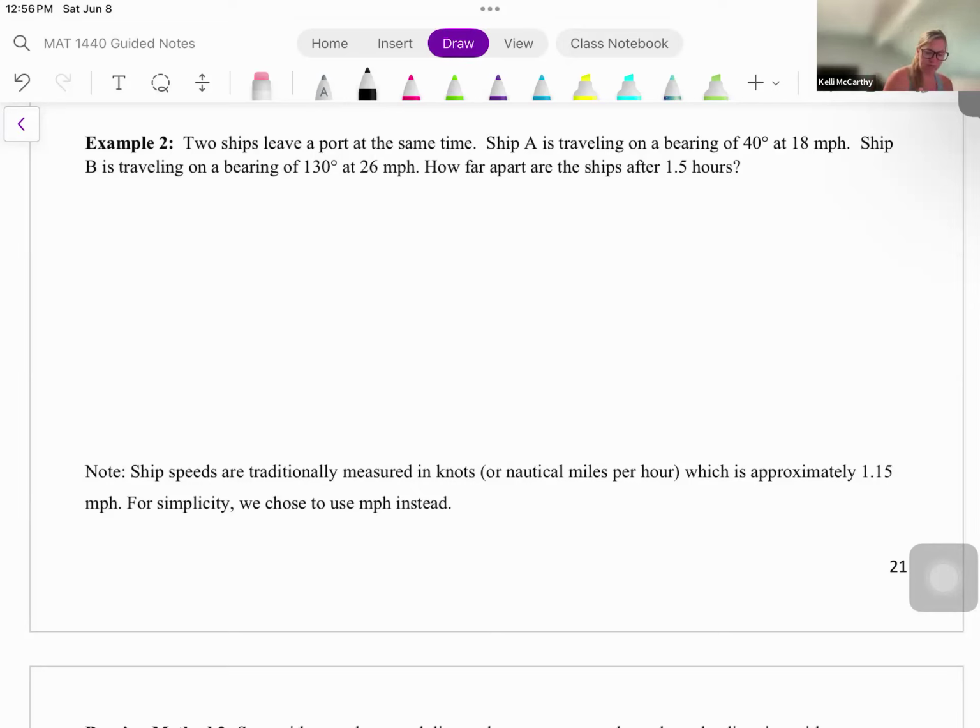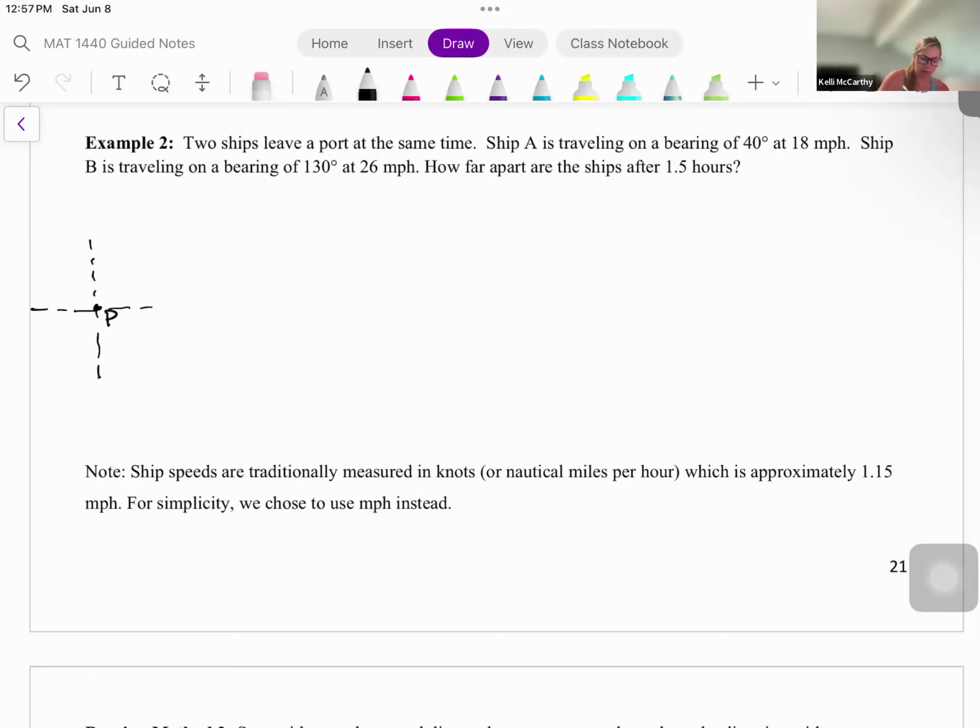All right, so we have two ships leaving port at the same time. We're going to start by identifying where our port is. I'm just going to make a point and label it P. Now I'm going to draw this auxiliary compass just so that I have some landmarks for where I'm going to measure my bearings. Ship A is traveling on a bearing of 40 degrees.